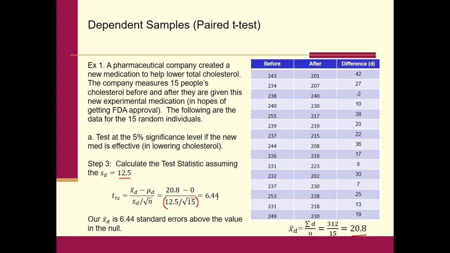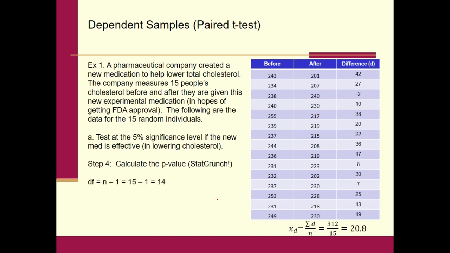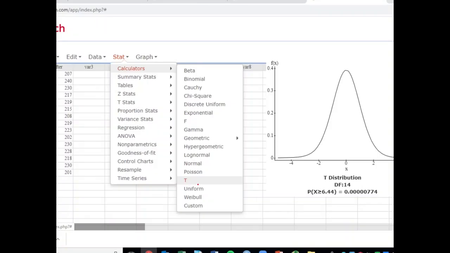Let's go ahead and figure out a p-value, and we're going to have to go to StatCrunch. A reminder here is that our degrees of freedom is going to be 14. In StatCrunch, you're going to go to Stat, Calculators, and head down to the T. Now remember, you get to choose if you're going to have greater than or less than, and since the alternative had a greater than sign, you're going to put in greater than.